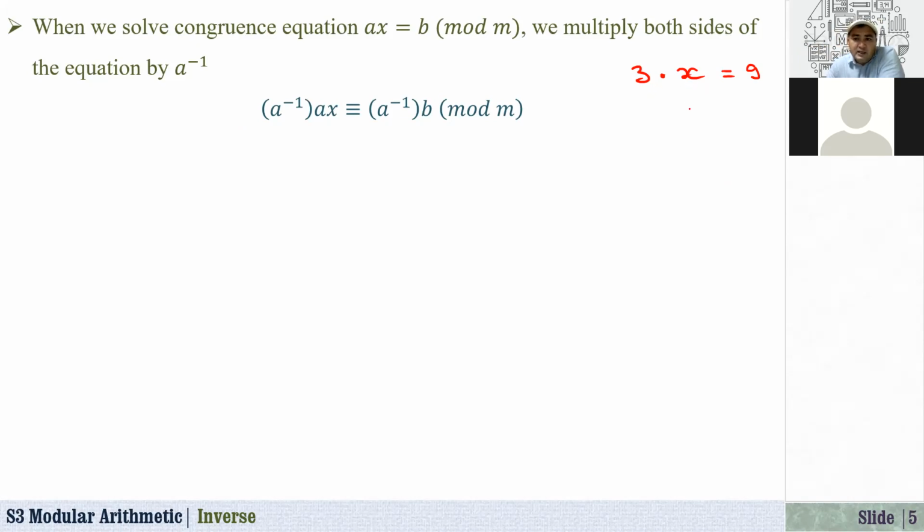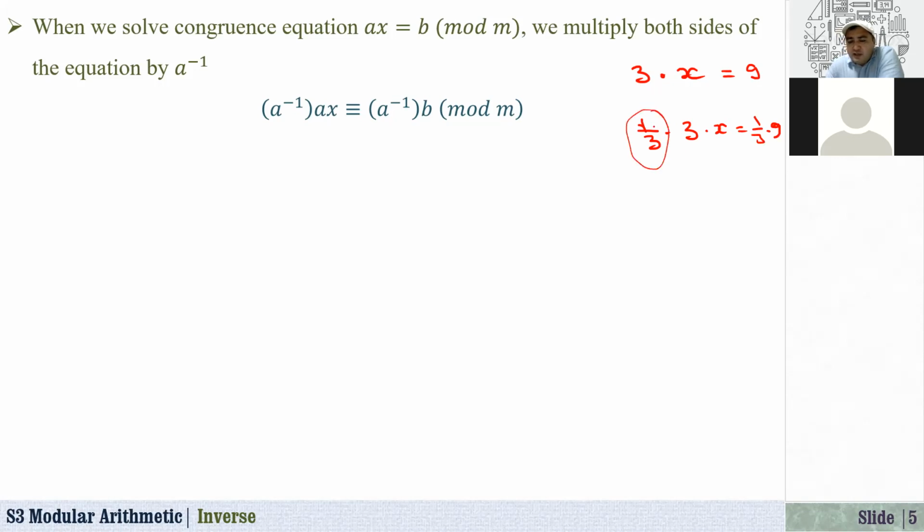Okay, what is this X? I should leave this X alone, so I need to multiply both sides by the multiplicative inverse of 3. What is the multiplicative inverse of 3? That means when I multiply 3 by another number, it should be equal to 1. What is that number? That is 1 over 3. So here we multiply both sides by 1 over 3: 1 over 3 times 3 times X equals 1 over 3 times 9.